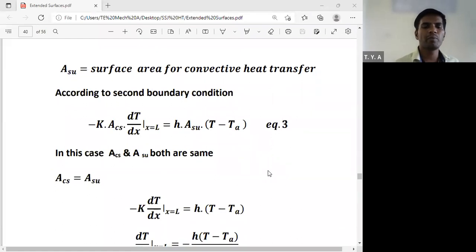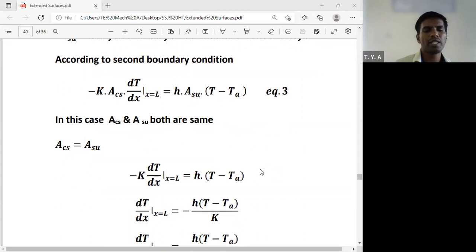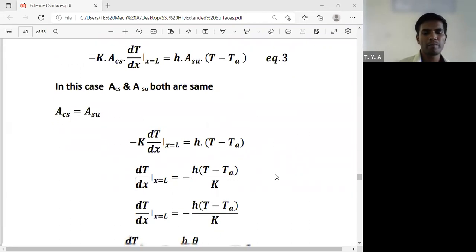Minus k into dT by dx at x is equal to L is equal to h into bracket T minus TA. Okay, so we have to calculate the value of dT by dx at x is equal to L. Therefore we have to take the negative sign and k to the right hand side. So at the right hand side, minus h into T minus TA divided by k is there.